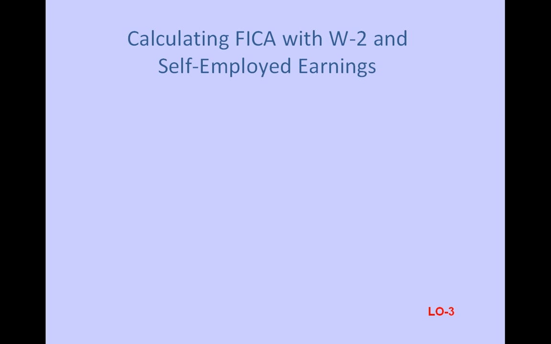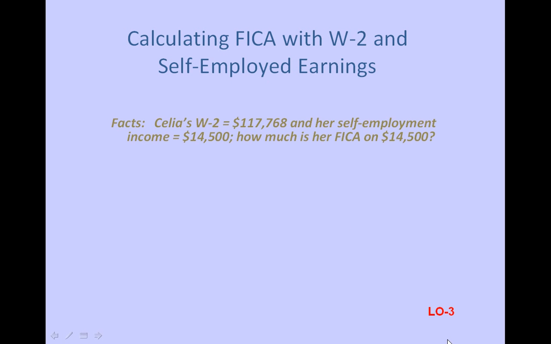Okay, we're going to do some calculations of FICA with W-2 and self-employment earnings, because this is a common situation where you are self-employed, you have a business on the side, or it's not your primary activity, you also work and earn wages that are reported under a W-2, you're employed by someone else. So that kind of thing happens, and we need to be aware of it and deal with the calculation. Okay, let's look at this first example.